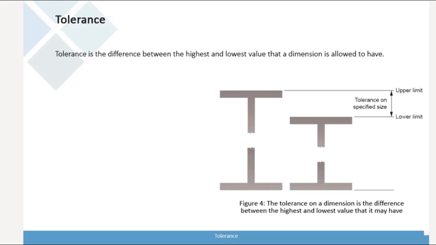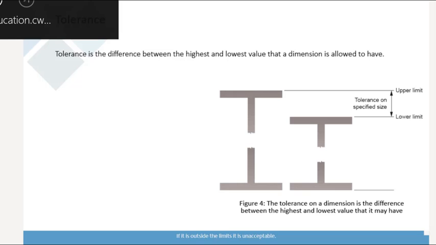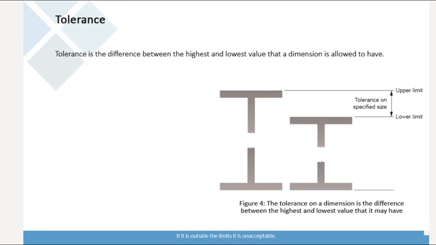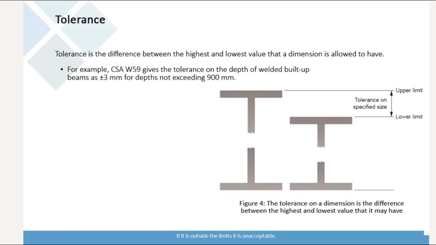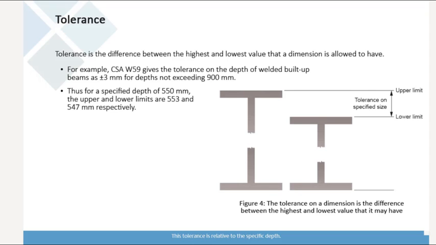The tolerance is the difference between the highest and lowest value that a dimension is allowed to have. If it is outside the limits, it is unacceptable. For example, CSA W59 gives the tolerance on the depth of welded built-up beams as plus or minus 3 mm for depths not exceeding 900 mm. This tolerance is relative to the specific depth. Thus, for a specified depth of 550 mm, the upper and lower limits are 553 and 547 mm respectively, and a depth outside these limits would be unacceptable.